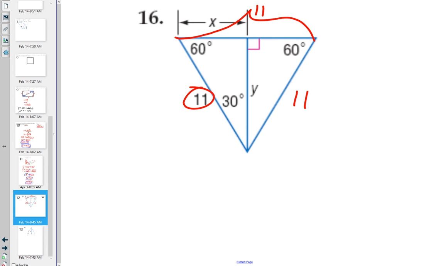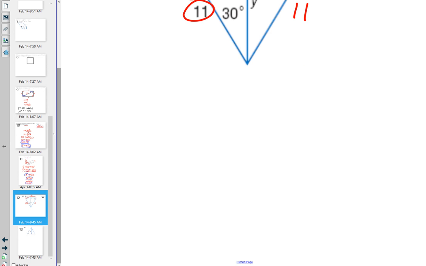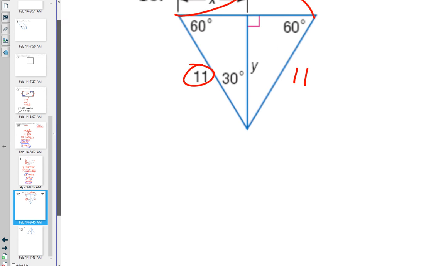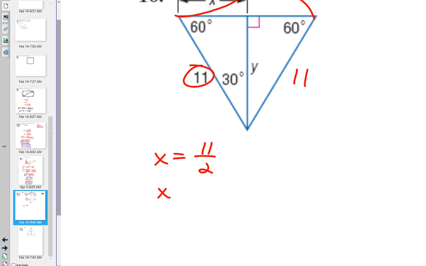What side is this 11 acting as in the special right triangle? The hypotenuse. How do I go from hypotenuse to the short leg, which in this case is x? Divided by 2. That's what you said. And look at that. I ended up with 5.5, which I know we don't want decimals, but at least we're not rounding there. You can leave it as 11 over 2 also.